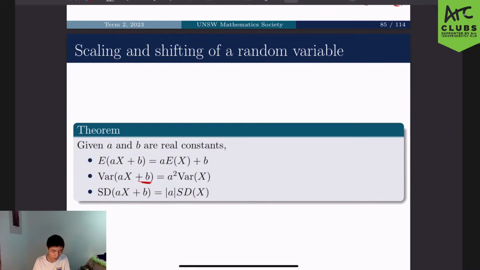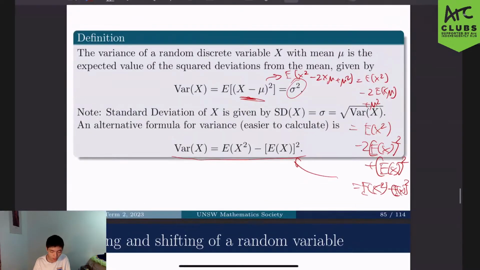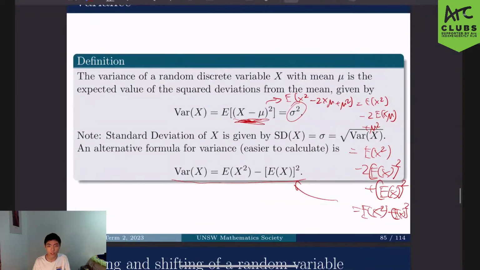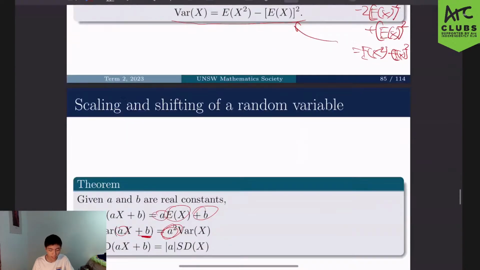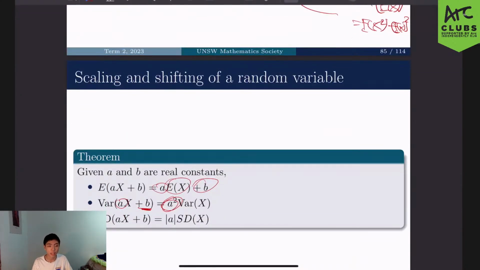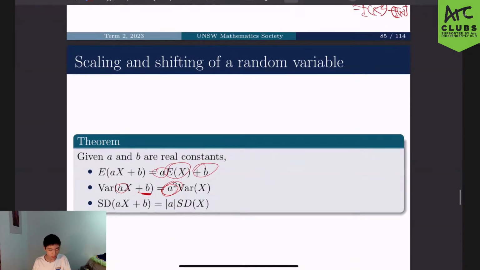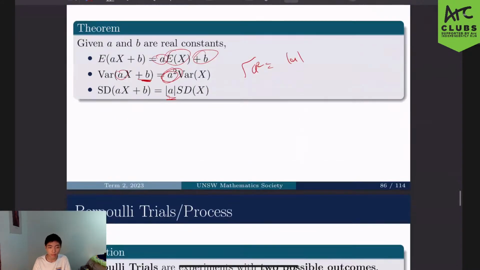So think of expected value as just some linear thing: a times E of X plus b. For variance, if you want to take out the a, be very careful. This is a squared, the reason being that you are squaring the distance from the mean, right? So that gives you your squared term. When you take out a multiple from inside the variance bracket, you need to square it. Standard deviation is the square root of variance. That's easy. You just take the absolute value, because the square root of a squared is defined as the absolute value of a.